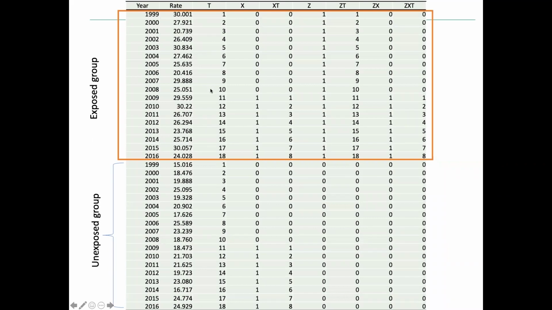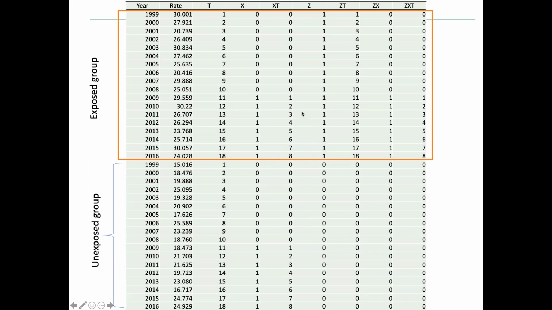T, as we said, tells us the time or the number of data points. X is our dummy variable for when the policy or program or intervention occurred, where 0 indicates a pre-period and 1 indicates our post-periods. XT is the time after the intervention. And so all pre-periods will have a value of 0 and will count the number of observations after. Our Z tells us the cohort type. So 1 indicates that it's a treatment or exposed group, and 0 indicates that it's unexposed.